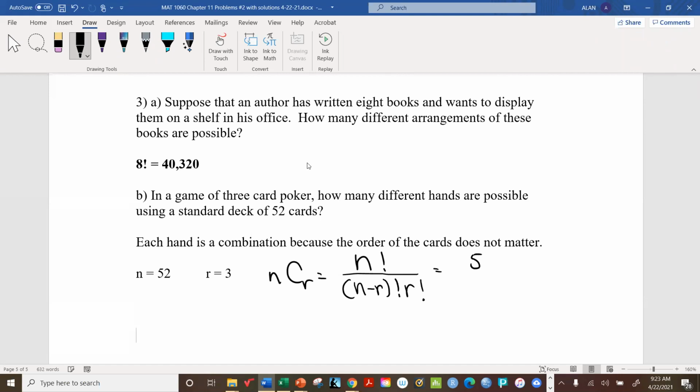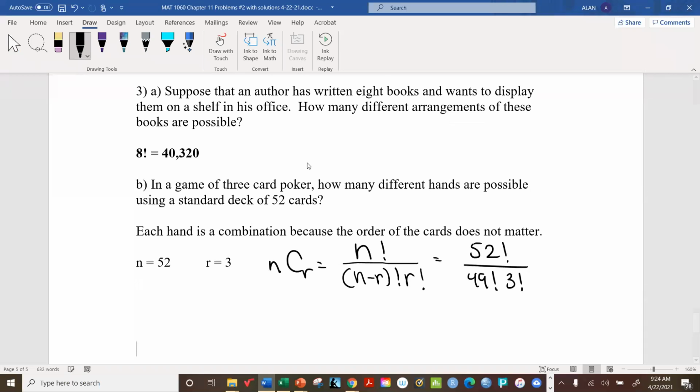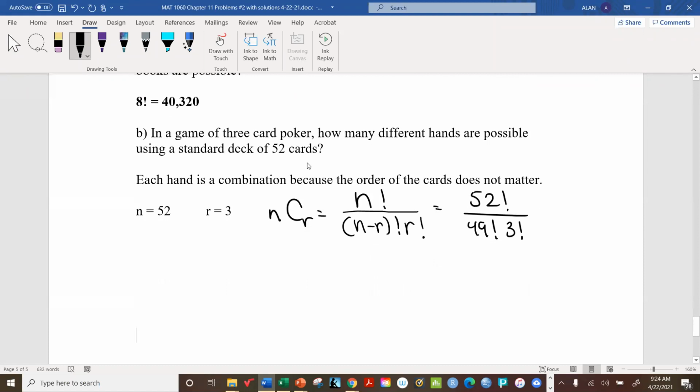So 52 factorial over 49 factorial and 3 factorial. All right, so that turns out to be 22,100. That's how many hands are possible when you're dealing out 3-card poker out of a standard deck of 52. All right, so that's B.